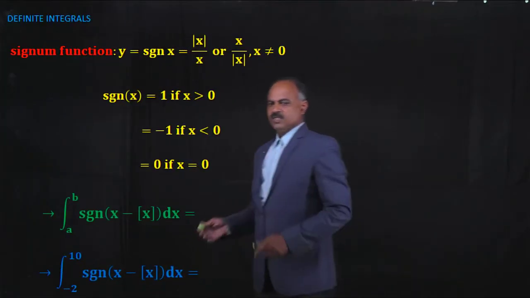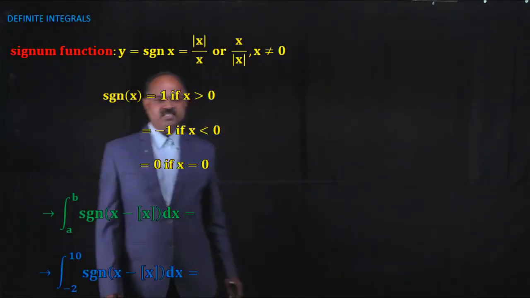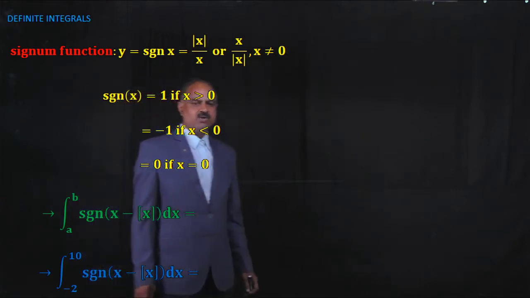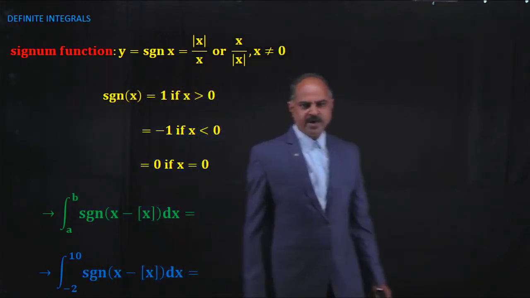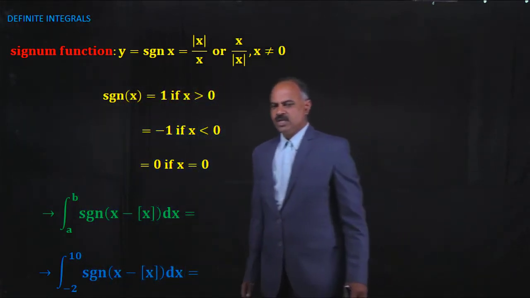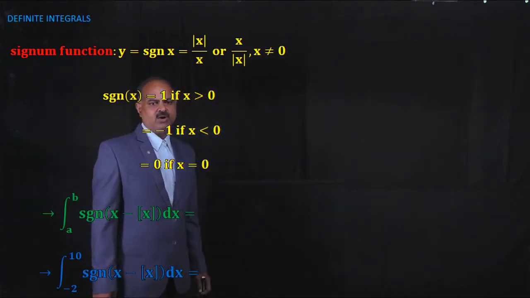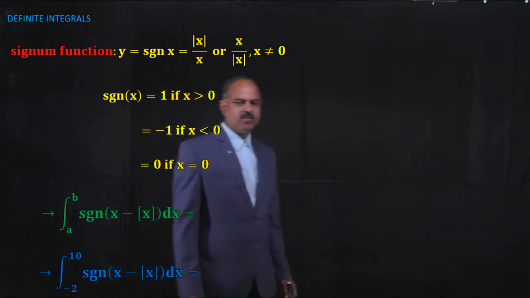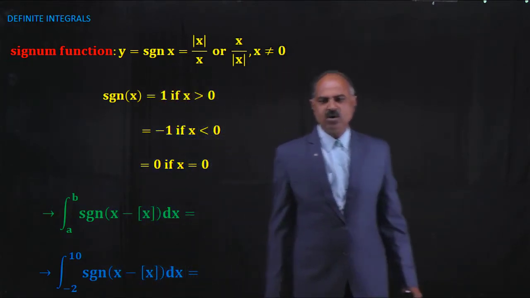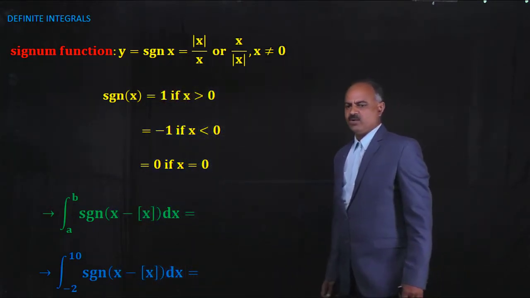Next, the signum function y equal to sgn of x, that is equal to mod x by x or x by mod x, x not equal to 0. sgn of x equal to 1 if x greater than 0, sgn of x equal to minus 1 if x less than 0, equal to 0 if x equal to 0.